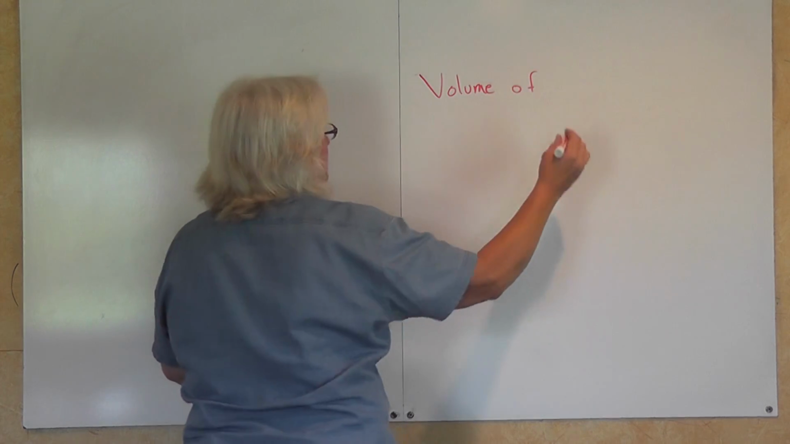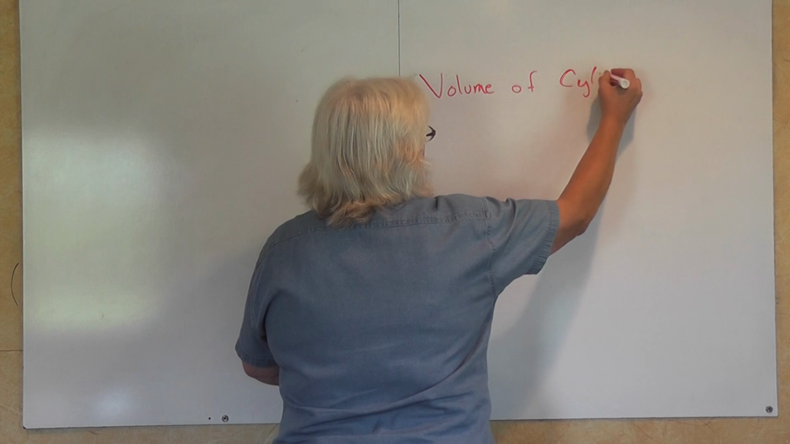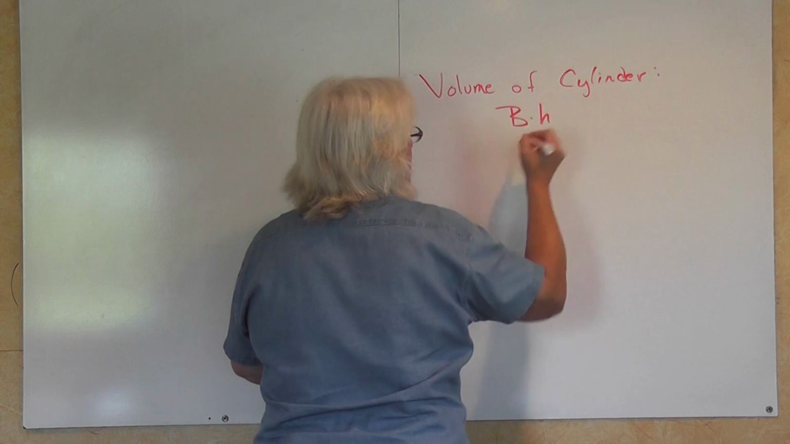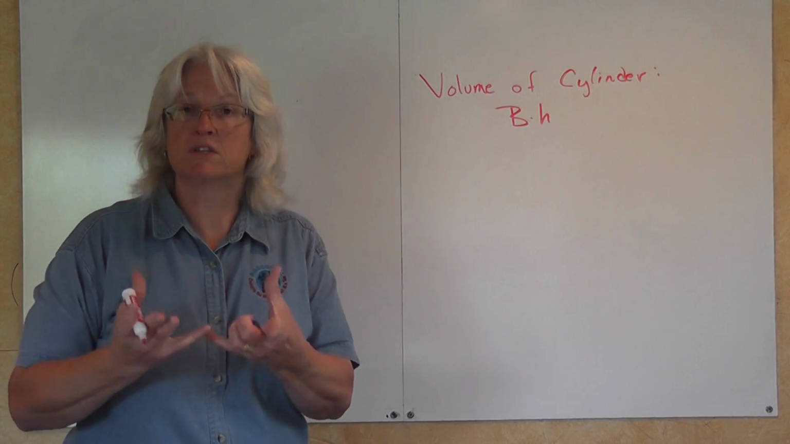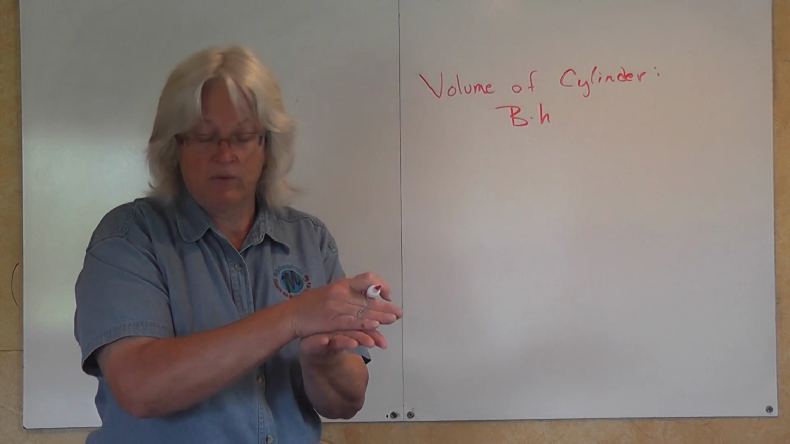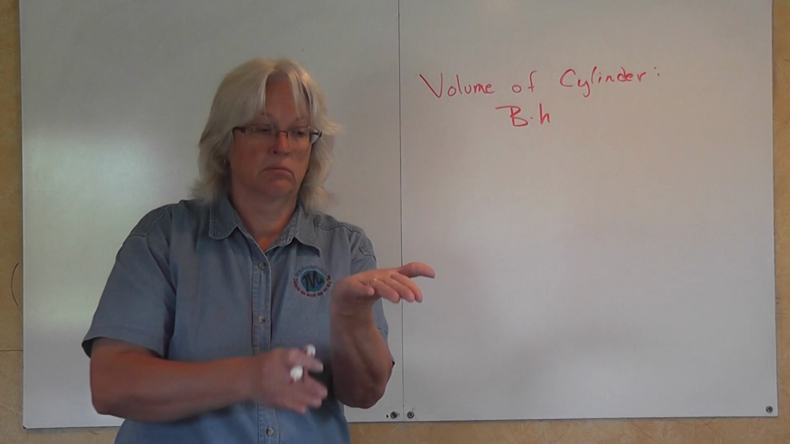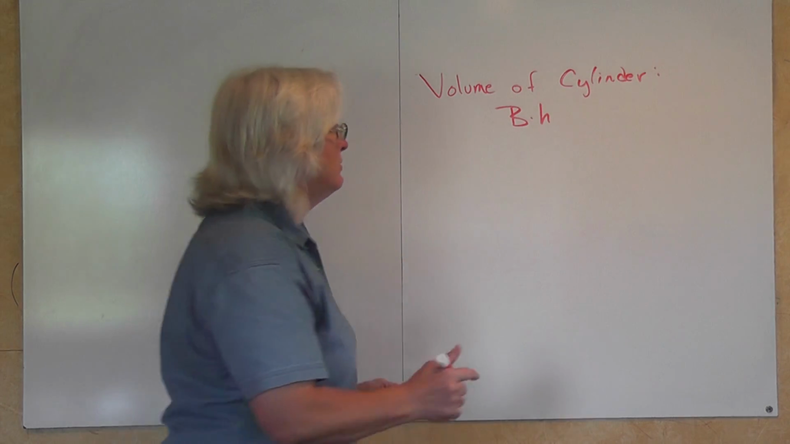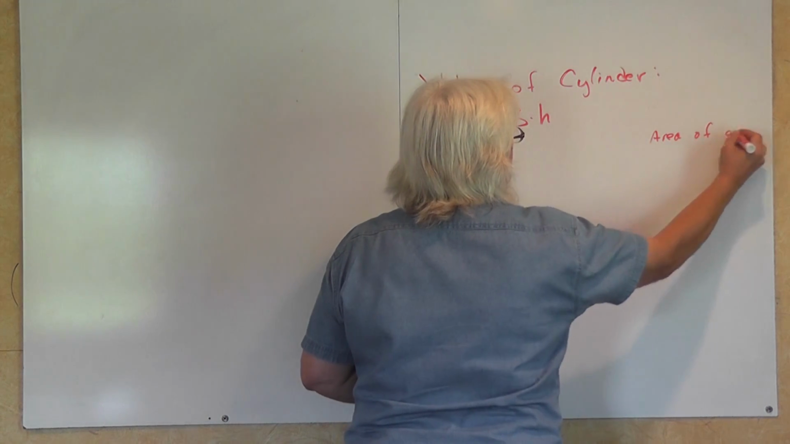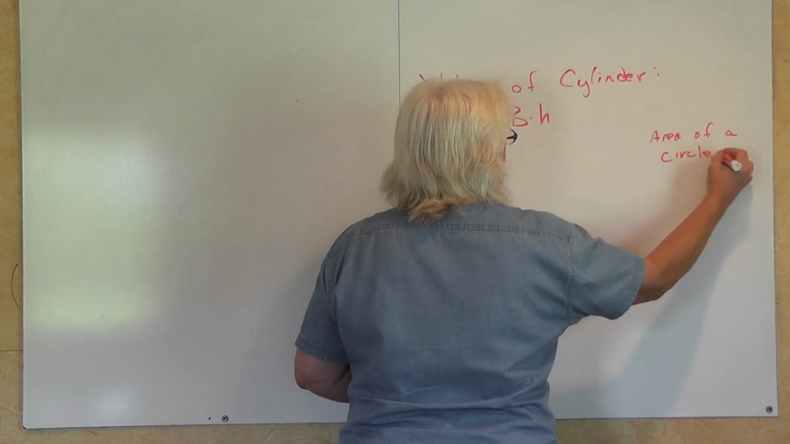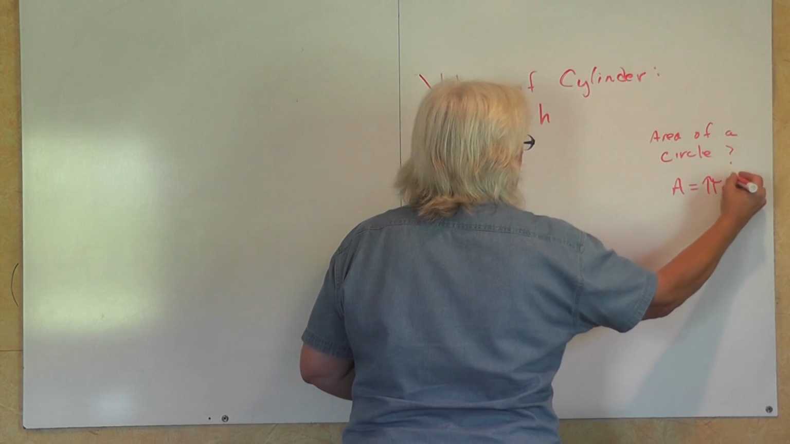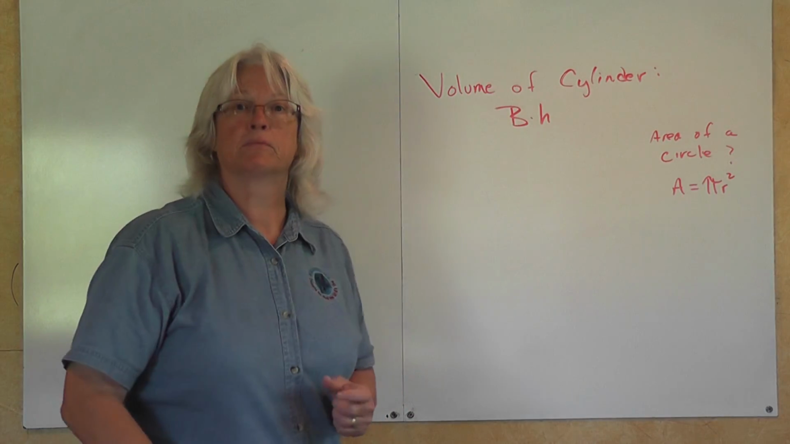And once again, the volume of this cylinder is going to be the area of the base times the height. Well, what is the base of a cylinder? Well, I just said it with our soup can. We've got a circle down, which is the base. So how do you find the area of a circle? Do you remember this from earlier in the chapter? The area of the circle was pi r squared.